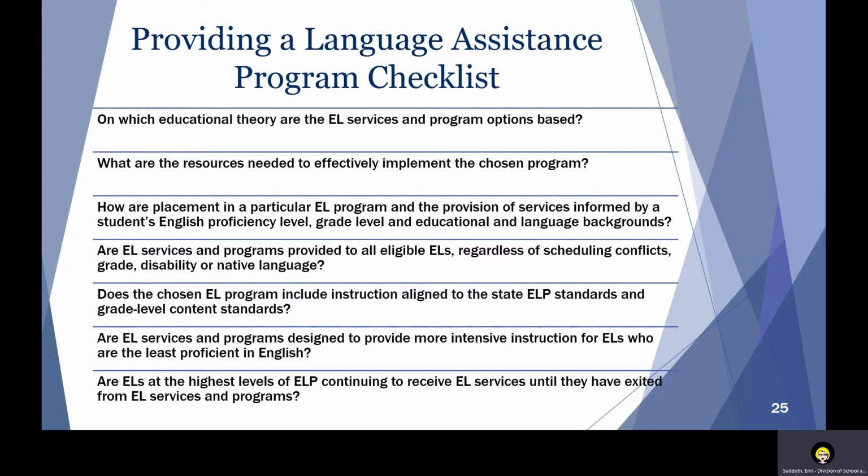Chapter 2 of the English Learner Toolkit contains a checklist for providing a language assistance program. Some guiding questions when determining if your language assistance program is sufficient: On which educational theory are the EL services and program options based? What are the resources needed to effectively implement the chosen program? How are placement in a particular EL program and the provision of services informed by a student's English proficiency level, grade level, educational and language backgrounds?